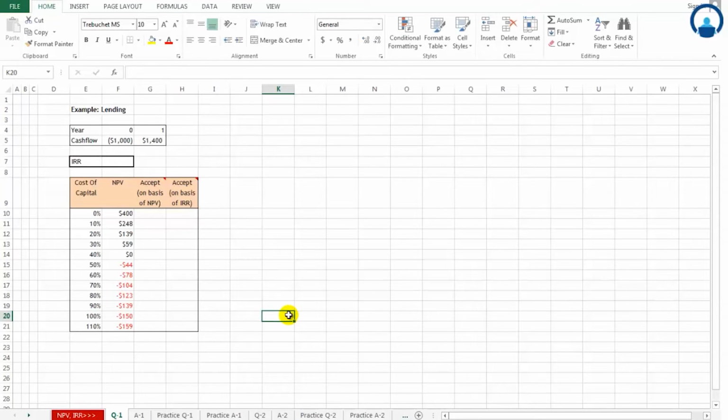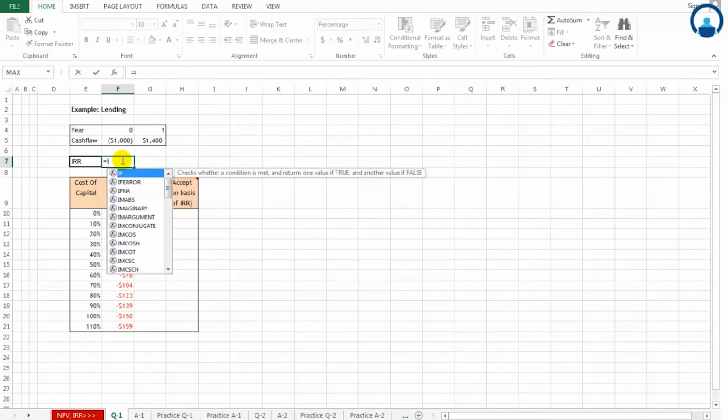What we're going to do is apply and use Excel in a few of the problems and see how it helps us in project selection. Now basically this is a lending problem, as in we have lent the money to someone. So at year 0 there's going to be an outflow because you're lending money, so it is negative, and at year 1 you are getting 1400. Fine, let's calculate the IRR first.